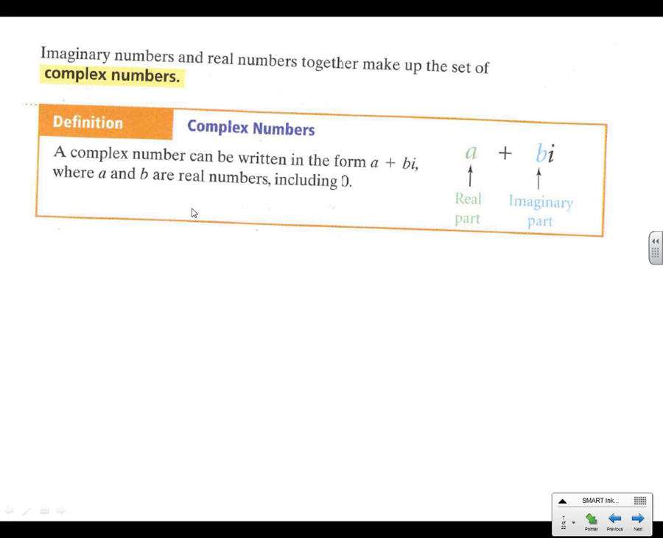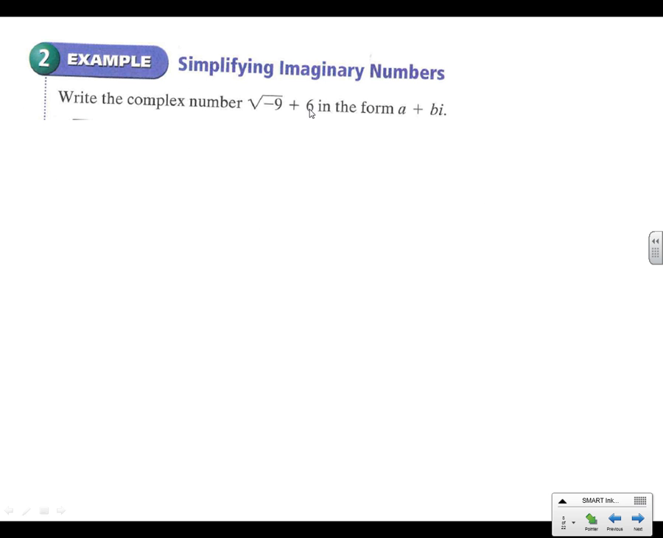Alright, so complex numbers. Complex numbers are any type of number that has a real number, like 5 or 10 or 15, any regular number, plus an imaginary part, so like 5i or 10i. Alright? And it's okay if either of these are 0. So 5 is a complex number, because that could be written as 5 plus 0i. And then 10i is also complex, because that could be written as 0 plus 10i. Alright, so let's simplify some of these.